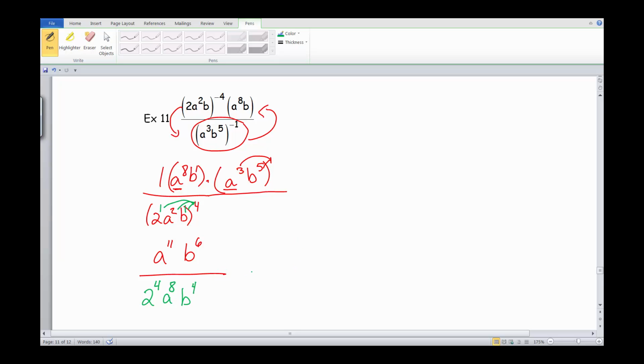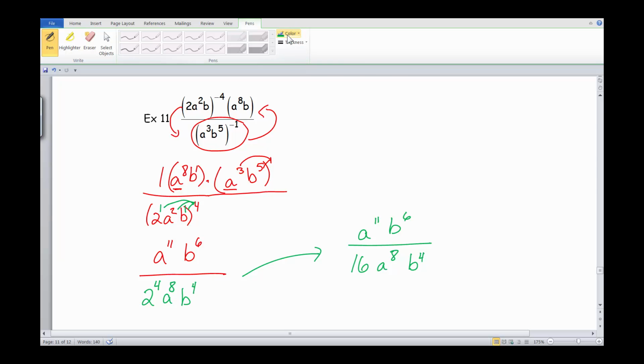Just simplifying this even further, we end up with a to the 11th, b to the 6th, all over 2 to the 4th power, which gives us 16, a to the 8th, b to the 4th.